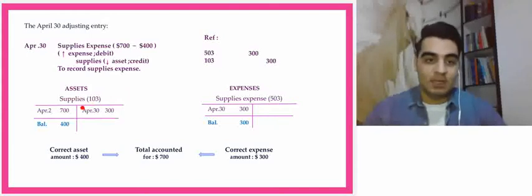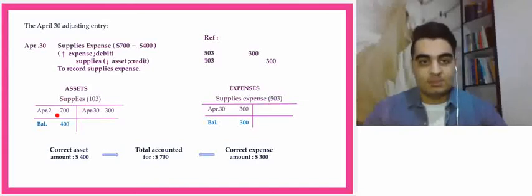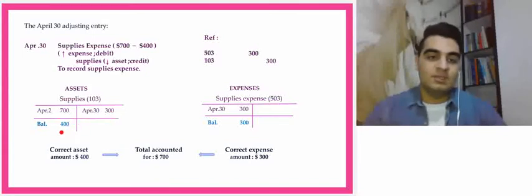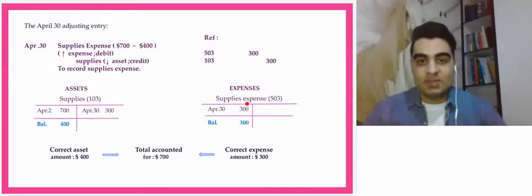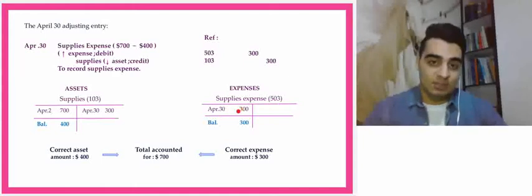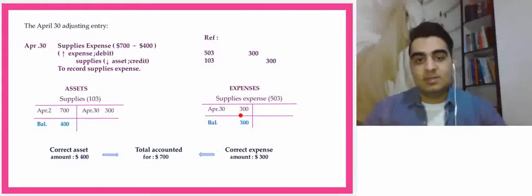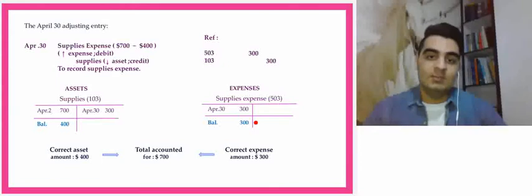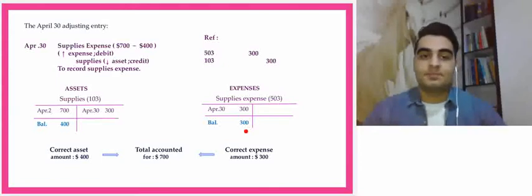For assets, we have supplies, and at the beginning of the period, we bought 700 of supplies, and then we subtracted this 300 because it was an expense. We used our asset, so the remaining will be 400. This is the balance amount of our account. And for expenses, we had supplies expense. On April 30, which is our adjusting entry, we debited $300. So the balance amount will be 300 itself.